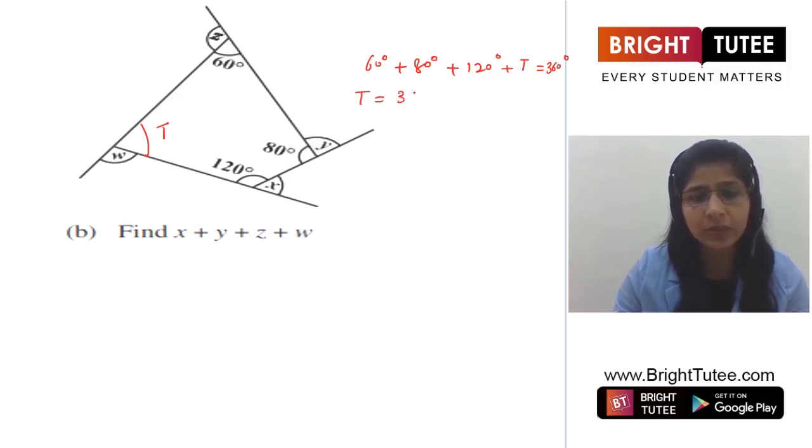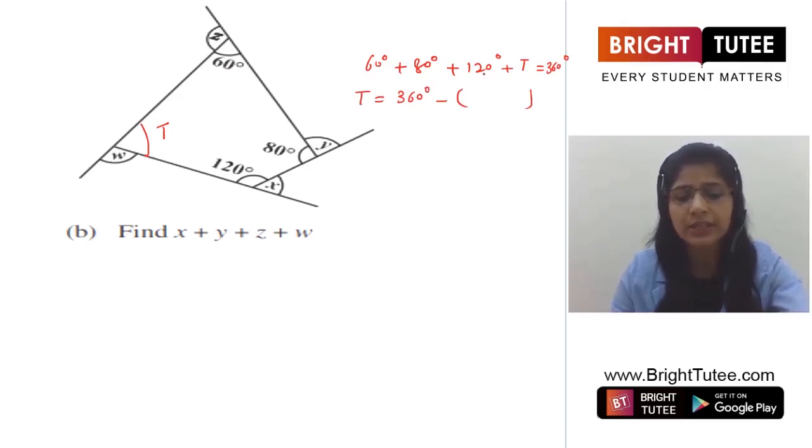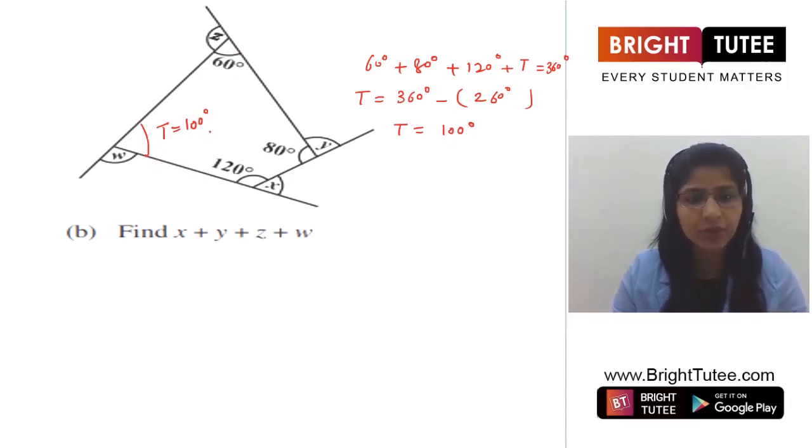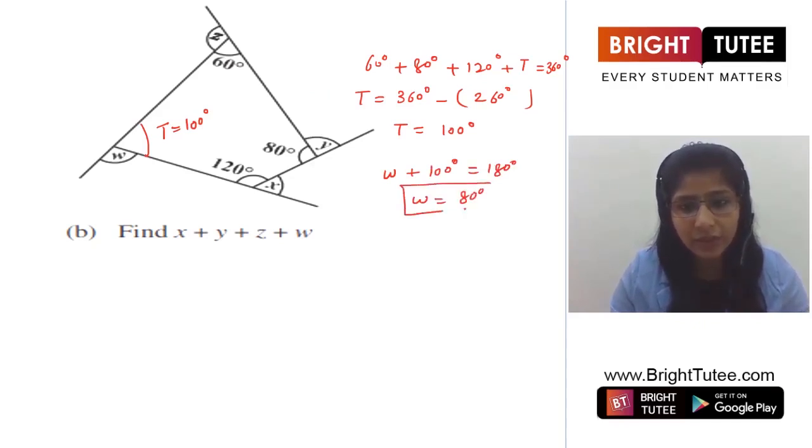So t will be equal to 360 degrees minus, we will add all three, 60 plus 80 plus 120 degrees. We will get 260 degrees. So t will be equal to 100 degrees. So this angle is 100 degrees. Now because we know all these four angles, using the linear pair property, we can find out x, y, z and w. So first of all, we will write w plus 100 degrees is equal to 180 degrees. So w will be equal to 80 degrees only.